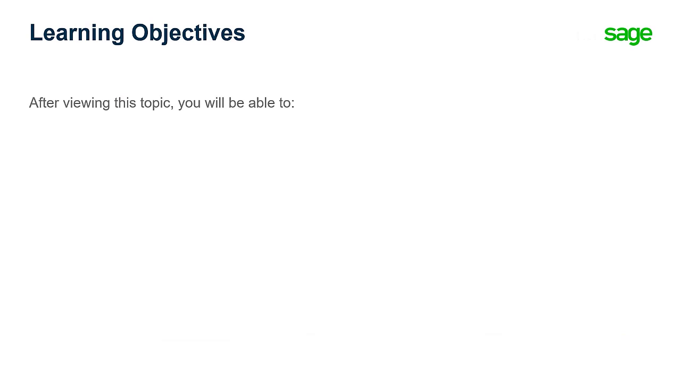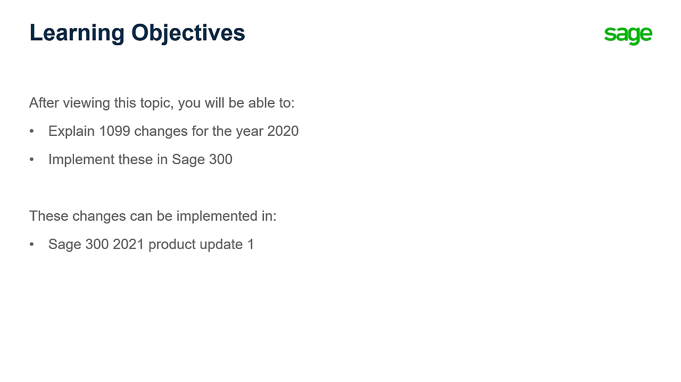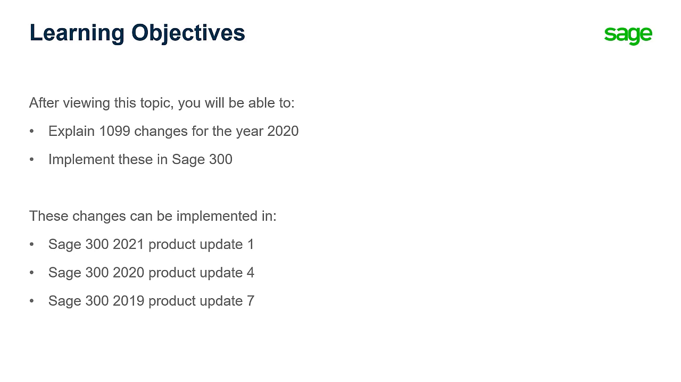Over the next few minutes, we will discuss some of the 1099 changes for the year 2020 and show you how to implement these in your Sage 300 software. These changes can be implemented in Sage 300 2021, Product Update 1 or newer. They are also included in Sage 300 2020, Product Update 4, and in Sage 300 2019, Product Update 7.